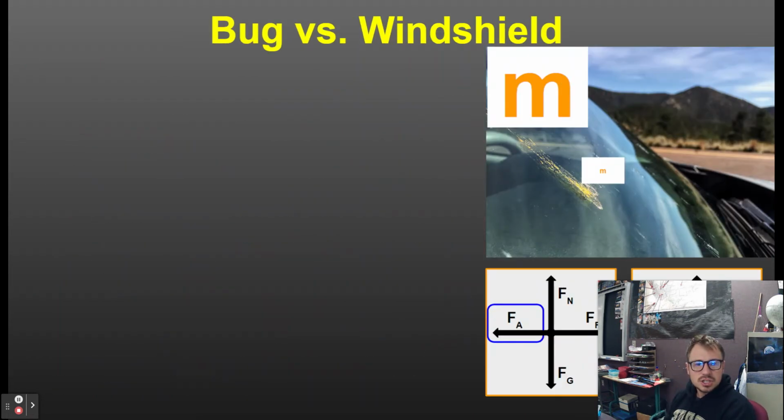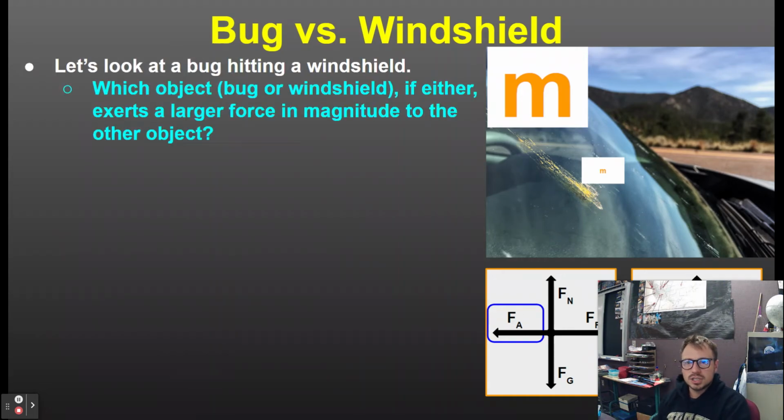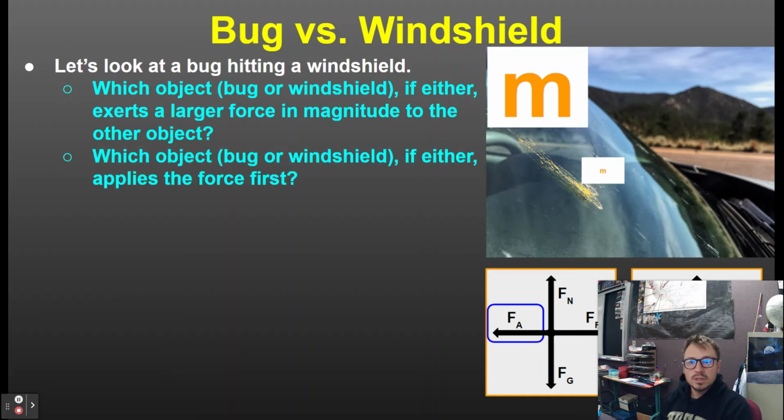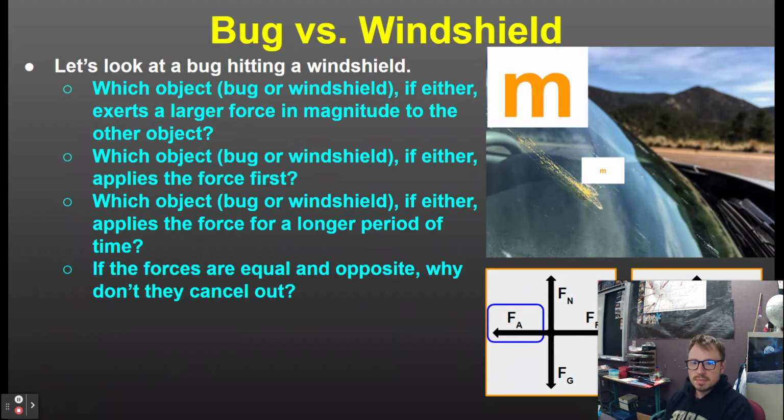So let's look at an easier one to conceptualize here. Let's look at a bug hitting a windshield. Which object, the bug or the windshield, exerts a larger force in magnitude on the other object? They're going to be the same. Those force pairs are going to be opposite and equal. Which object applied that force first? They're going to be the same. Force pairs are simultaneous. Which applied the force for a longer period of time? They're going to be the same.